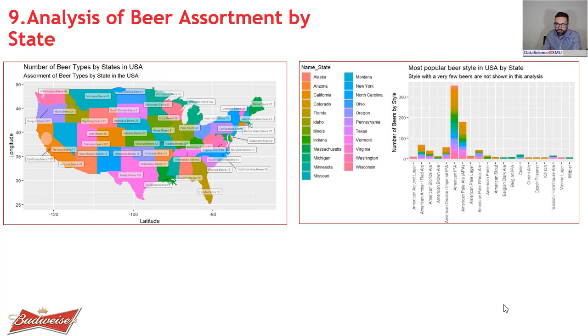Okay, on the other side of the picture, we can see here the most important and most popular beer styles in the United States, right? Budweiser doesn't have an American IPA beer, so maybe they can. This is an opportunity to launch a new product in this category in order to bring more income to the company.